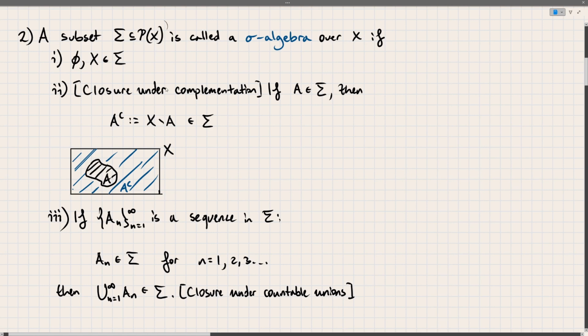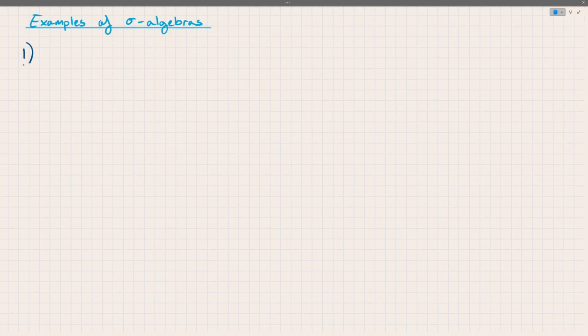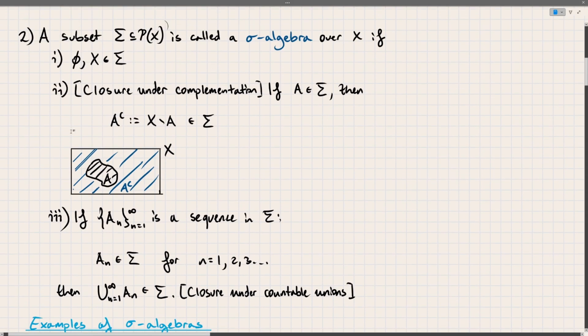Let's look at some examples of sigma algebras. The first example of a sigma algebra, and the easiest one to understand, is of course the power set of X. So given any set X, its power set is a sigma algebra. And I encourage you to go ahead, pause the video, and try to prove it yourself. And we will do so here.